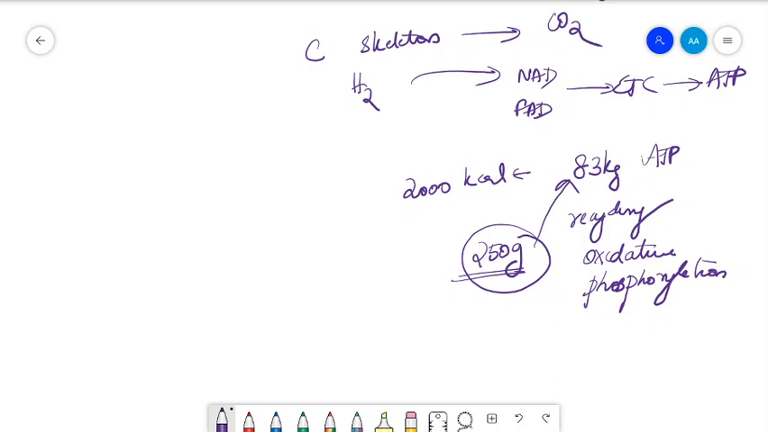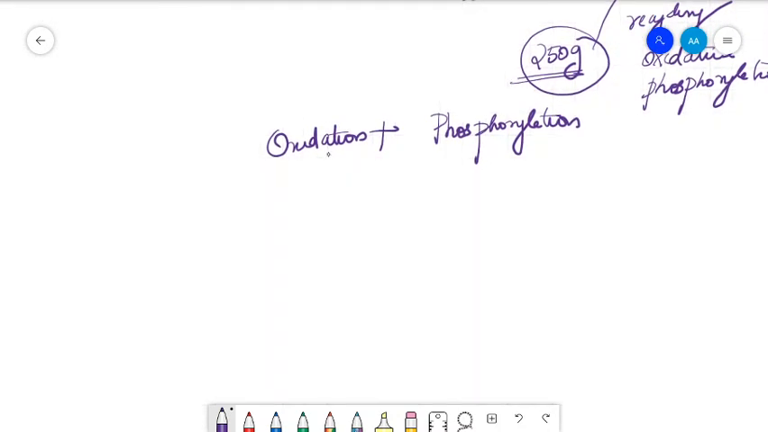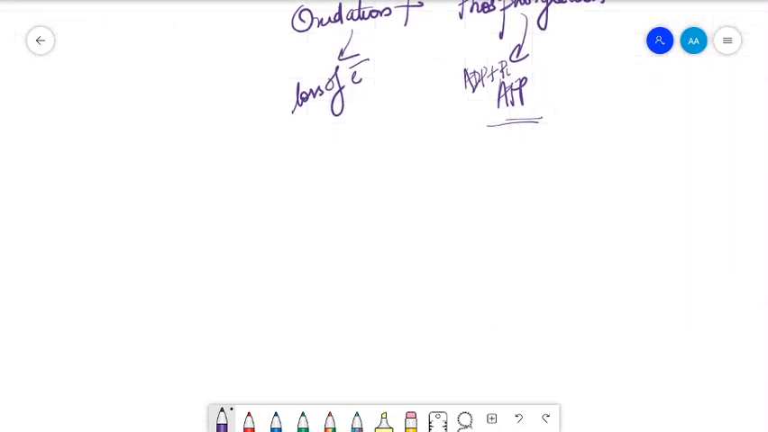So when you say oxidative phosphorylation, what is it? It is oxidation coupled with phosphorylation. First you should know what oxidation is. Oxidation is the loss of electrons, and phosphorylation is the synthesis of ATP from ADP, that is ADP plus phosphate giving ATP.